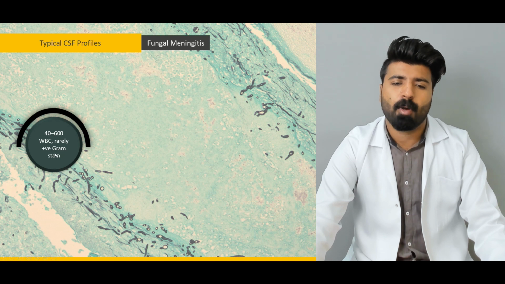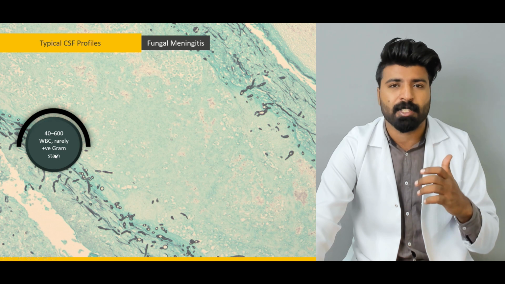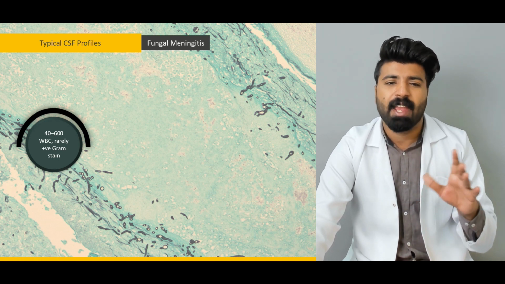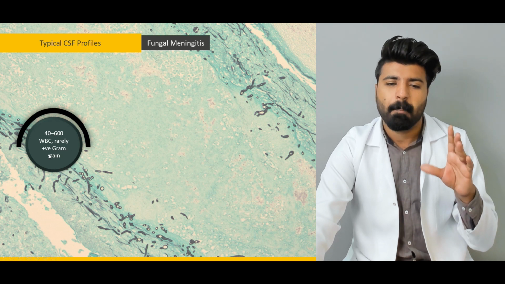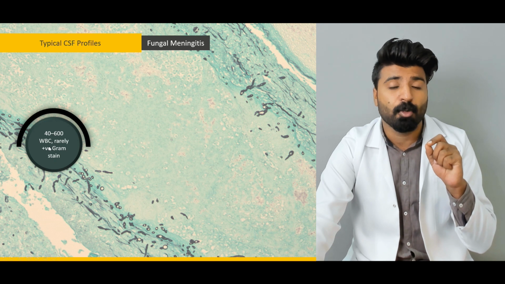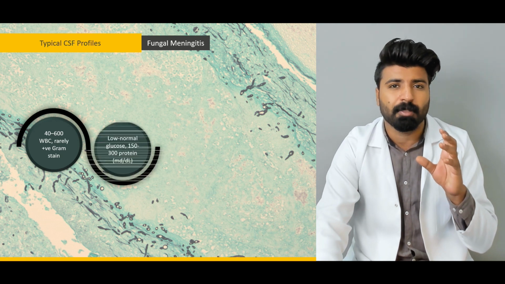And rarely a positive gram stain. In bacterial meningitis, it was positive in 60% of cases. In viral meningitis, it was mostly negative. And in fungal meningitis, it may be positive in some cases. So it's not a diagnostic point for us. Yes, these WBCs are, but the gram stain is not the point where we can actually decide what the pathology behind it is.